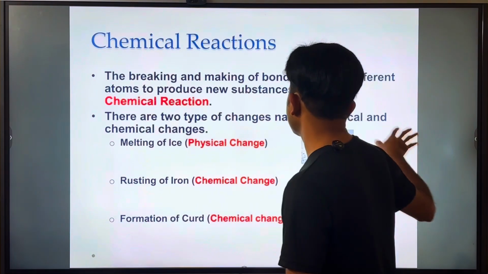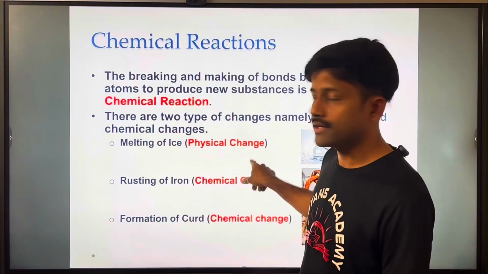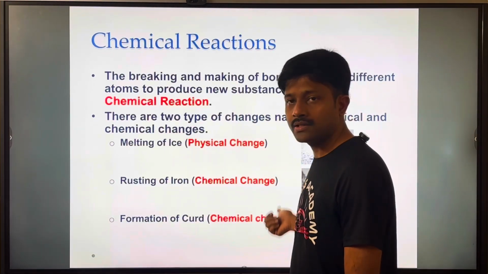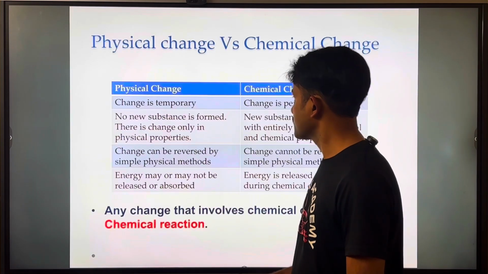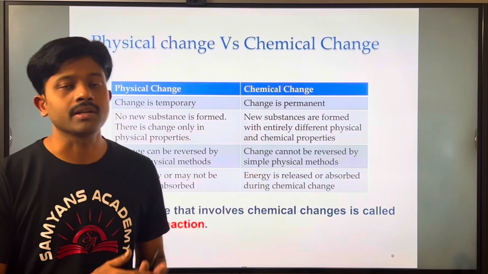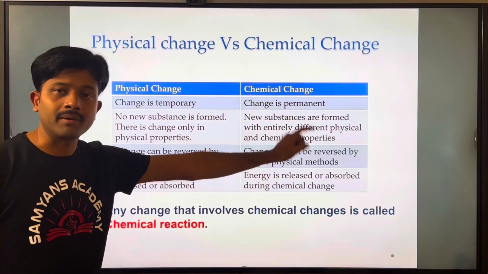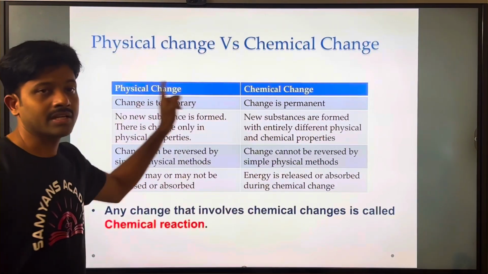There are two types of changes: physical changes and chemical changes. An example of a physical change is the melting of ice, and the rusting of iron and the formation of curd are examples of chemical changes. What are the differences between physical and chemical change? Physical changes involve temperature changes, while a chemical change is a permanent change. It cannot be reversed, whereas a physical change can be reversed.